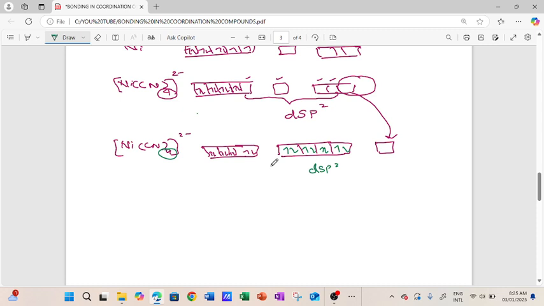For coordination number 6 complexes only, we need to write whether it is high spin or low spin, or outer orbital complex or inner orbital complex. For this, the coordination number is 4, so in this case it's not needed. Only these 3 steps are enough: hybridization, magnetic behavior, and geometry.